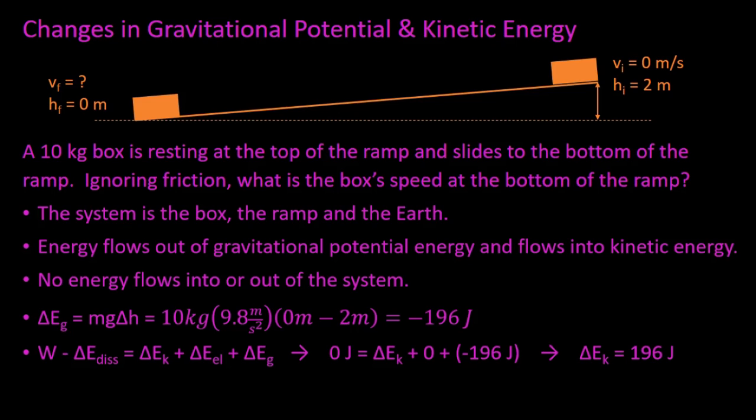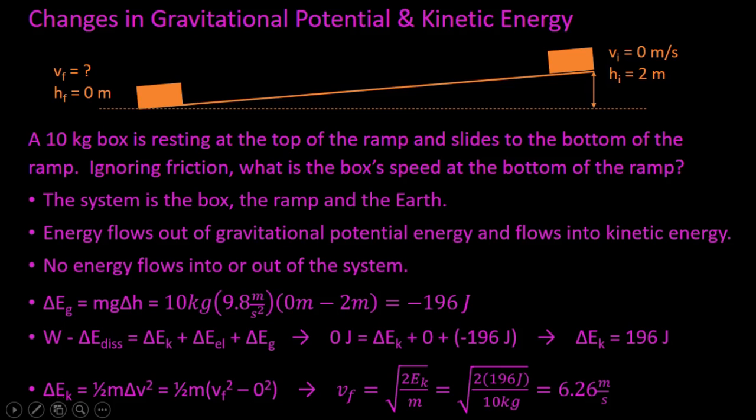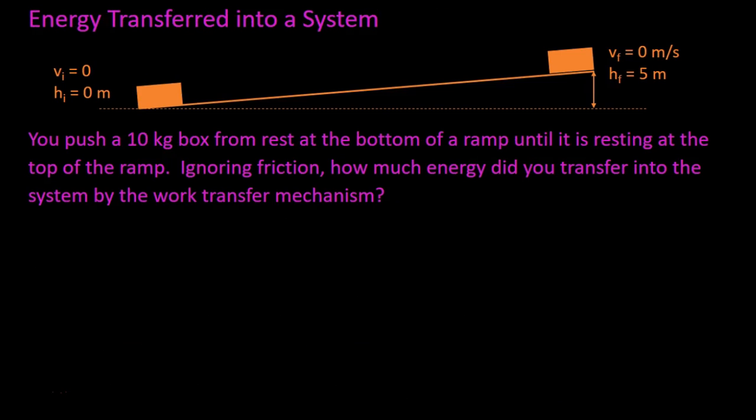Now the last step is to find how fast the box is moving when it has 196 joules of kinetic energy. So we use our equation for the change in kinetic energy and rearrange it to solve for the final velocity. Then we plug in our values for kinetic energy and mass, and we find that at the bottom of the ramp, the box is moving at 6.26 meters per second. Let's take a look at another problem.